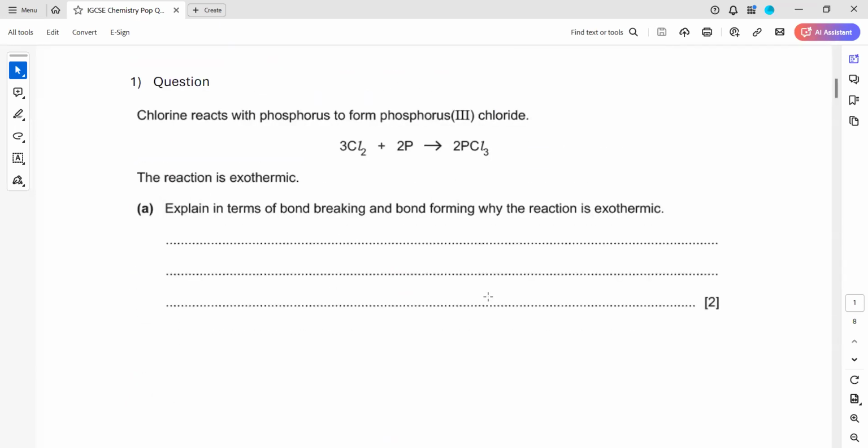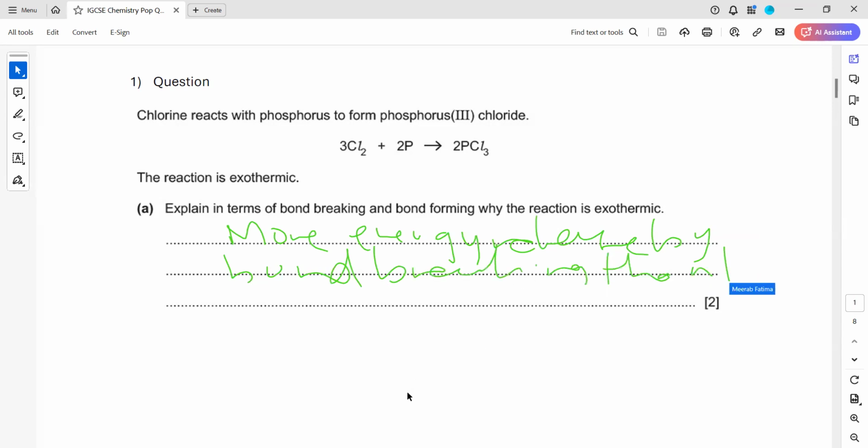The first question: chlorine reacts with phosphorus to form phosphorus trichloride, or phosphorus 3 chloride. The equation is exothermic. Explain in terms of the bond breaking and bond forming why the reaction is exothermic. So more energy is released in bond forming. So energy released in bond forming is more than energy absorbed.